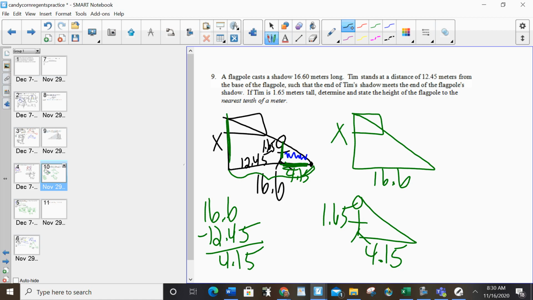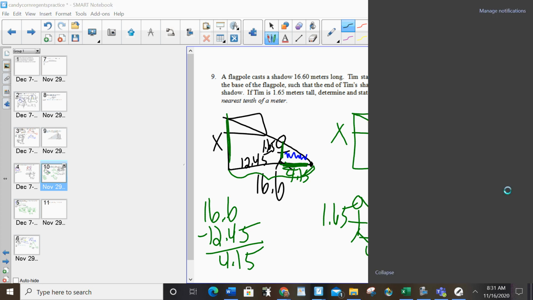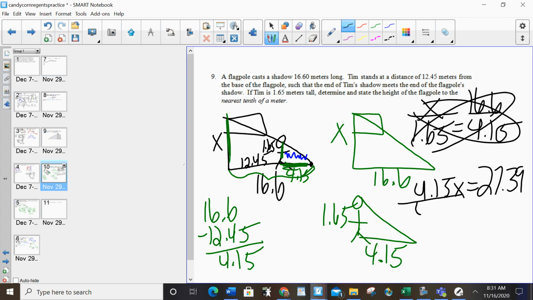Now that you've tried to finish it on your own, I'll go over it, see if you got it right. X over 1.65 equals 16.6 over 4.15. 4.15x equals 16.6 times 1.65, which is 27.39. Divide by 4.15, x equals 6.6.